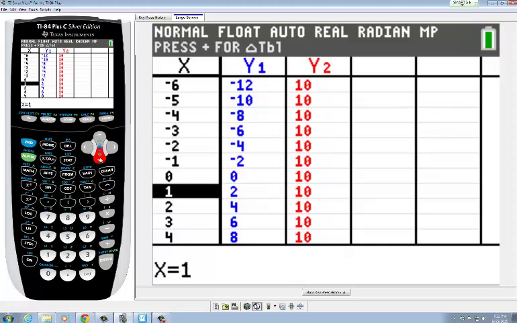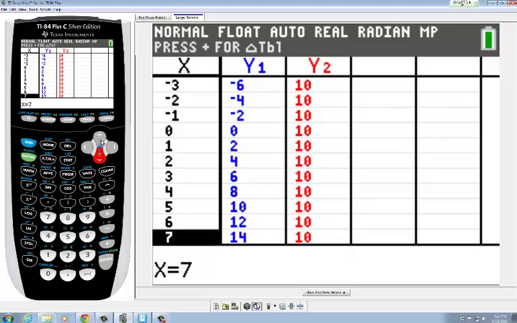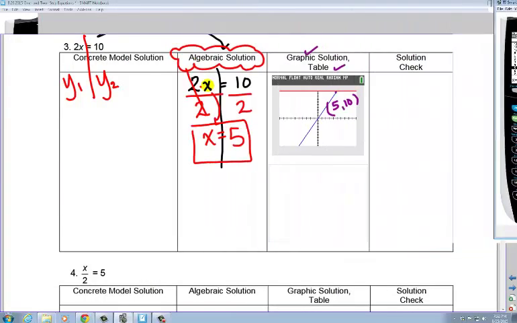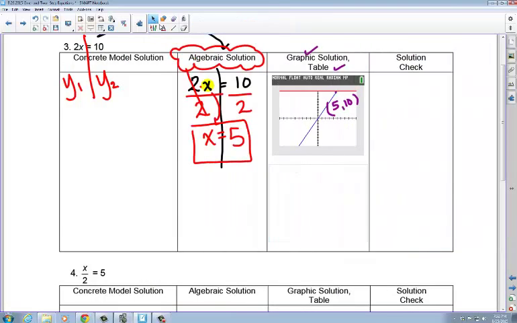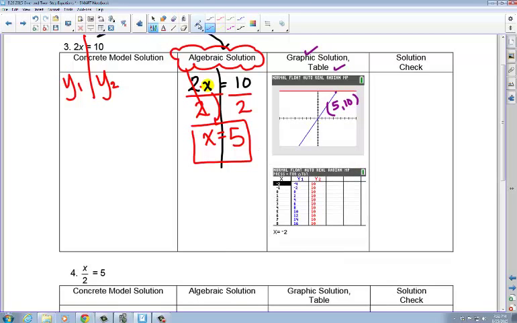And I'm looking for where y1 and y2 are equal. I see it right here. 5 is x when y1 and y2 are both equal to 10. So I'll write my table on my paper, and I'll take my highlighter and I'll highlight 5 when y1 and y2 are equal.